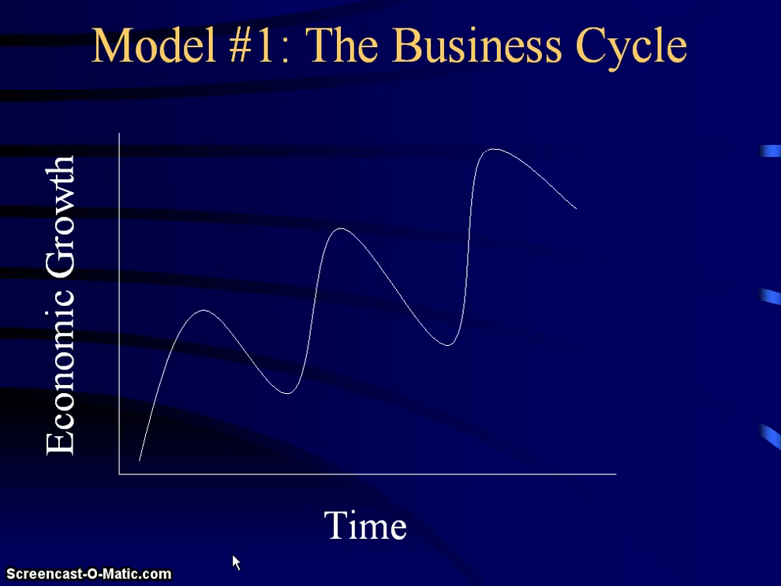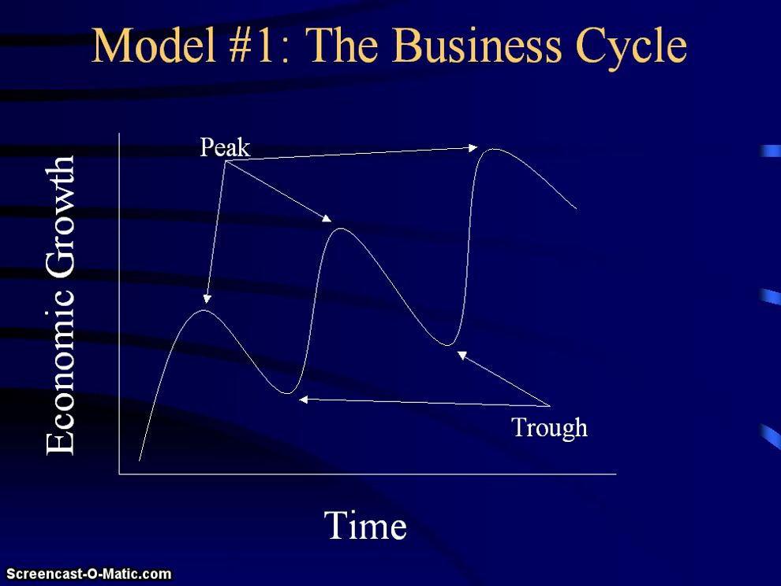And what you're going to notice about the business cycle is that it actually looks a lot like a loop-de-loop here. It kind of goes like a roller coaster. You'll notice that it goes up and down, and of course, as economists, we have to name all of those things. The lower points are what are called troughs, and the highest points are what we call peaks.